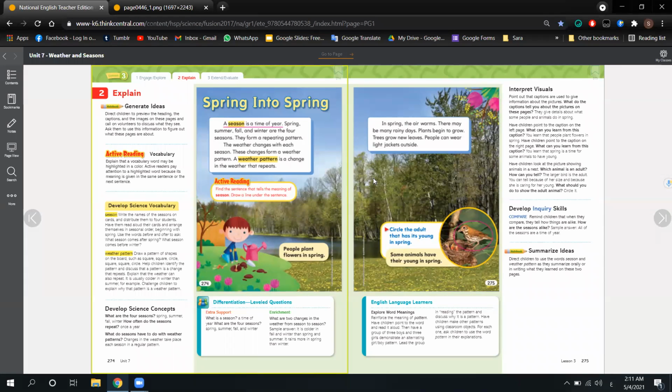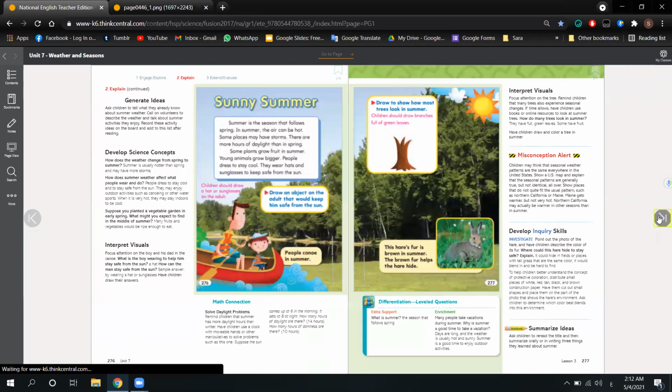We have to know that some animals have their young in spring, okay? Some animals, not all animals, have their young in spring. It means they give birth during spring. So what happens in spring? The air warms, and there may be rainy days. Plants begin to grow and trees grow new leaves, and people can wear light clothes, okay? And we have to know that a season is a time of year.